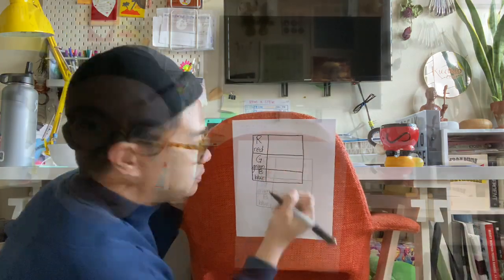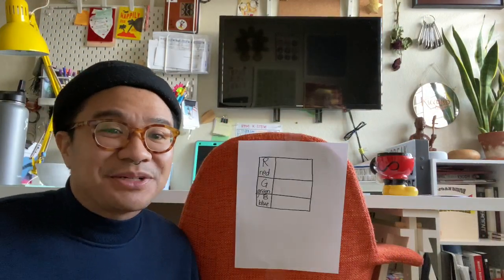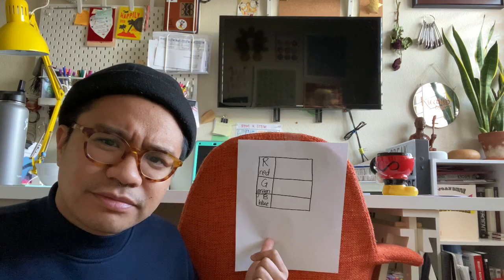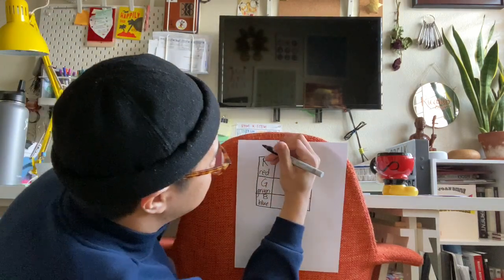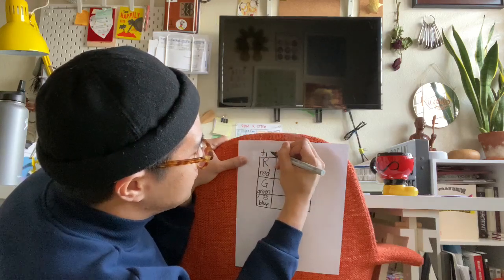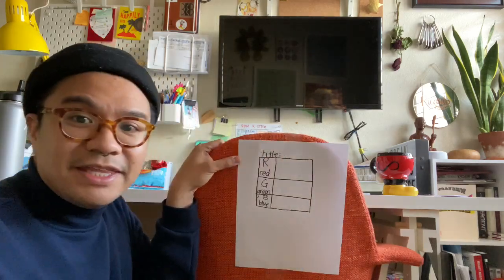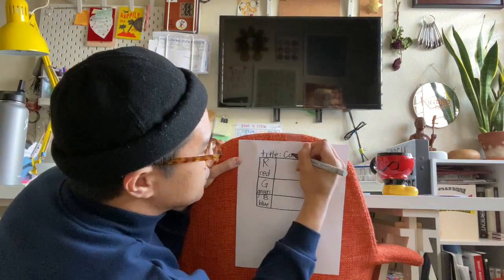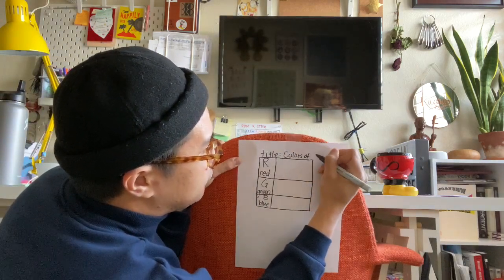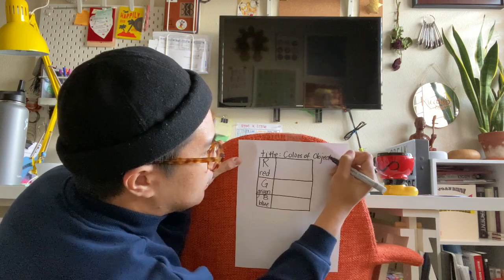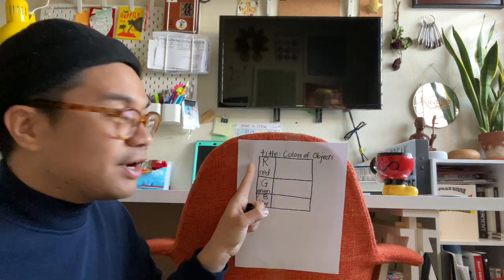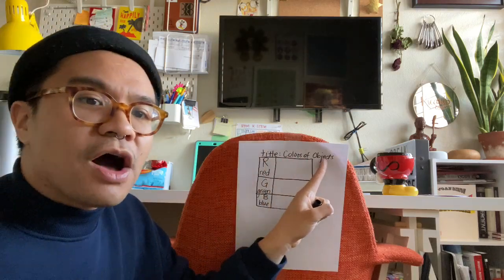B for blue. At the top of my graph, I'm also gonna write down a title. A title tells us what the graph is about. And our graph is about colors of objects. What's our graph about? Yeah, it's about colors of objects. So I'm gonna write our title right above our graph. So I'm gonna write the word title, T-I-T-L-E. And then I'm gonna write down colors of objects. And that's our title. The title of our graph says colors of objects.